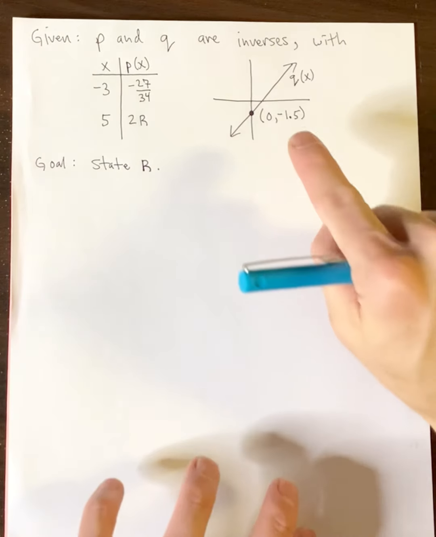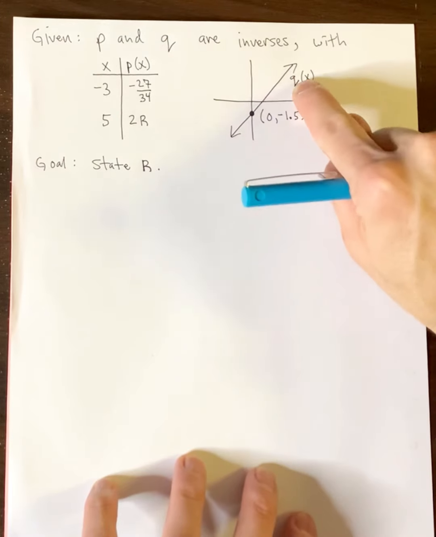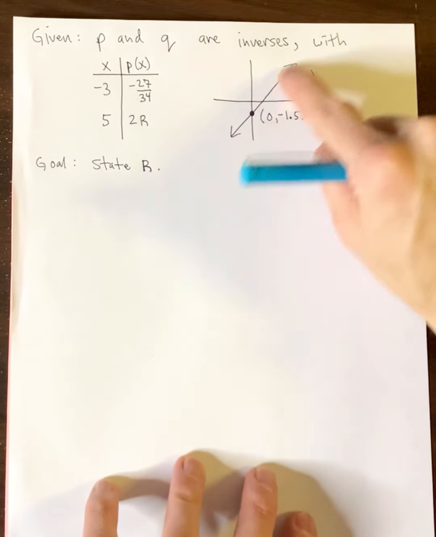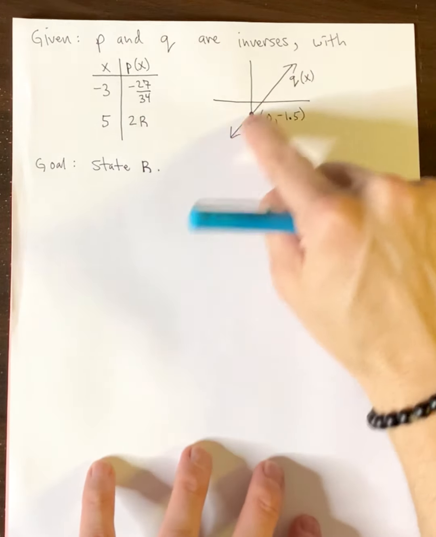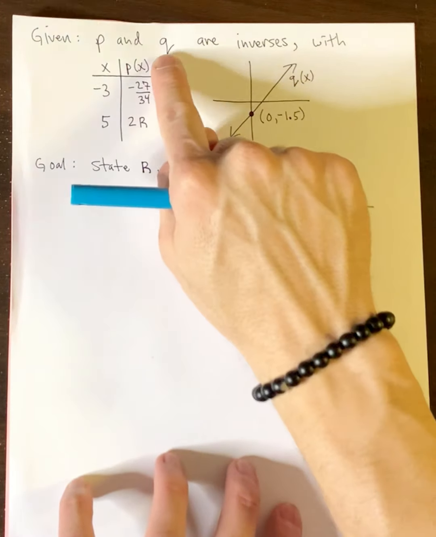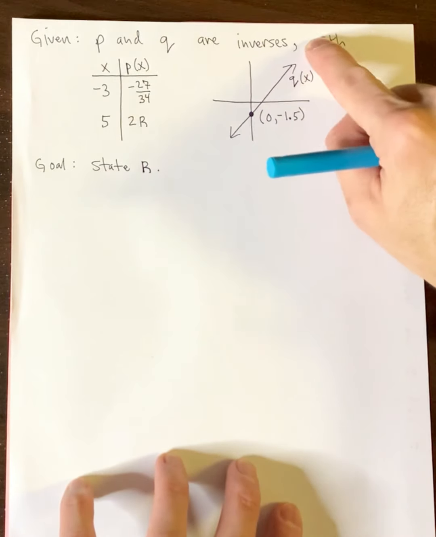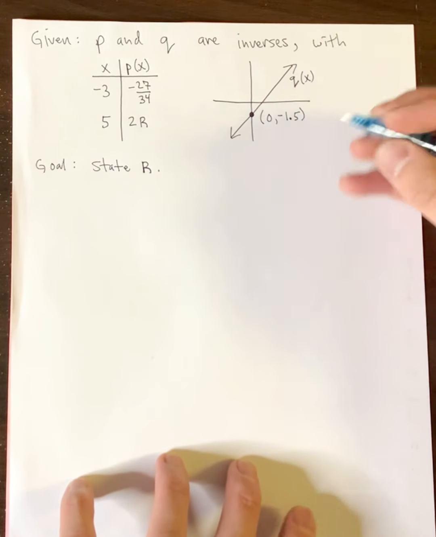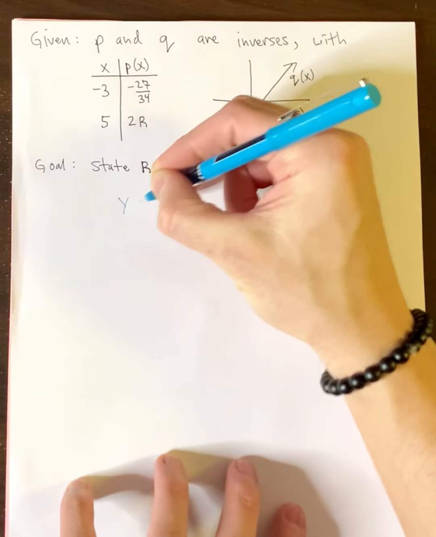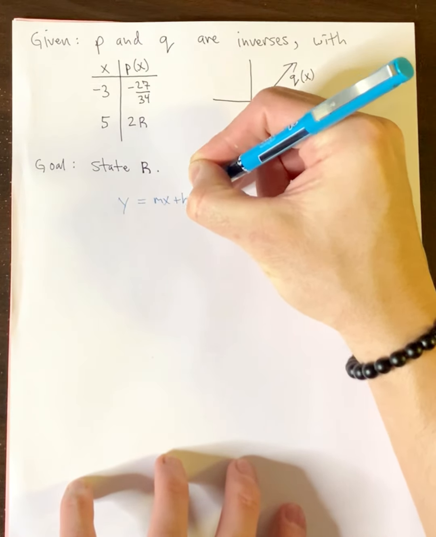And look, this function Q is a line. I mean, look at it. It's a linear function. So the inverse of a line is another line. So you and I know that because Q is linear, then P is also linear. It's some sort of a line. And the equation of a line is y equals mx plus b.